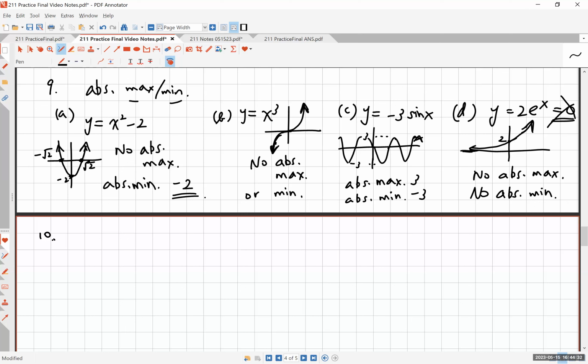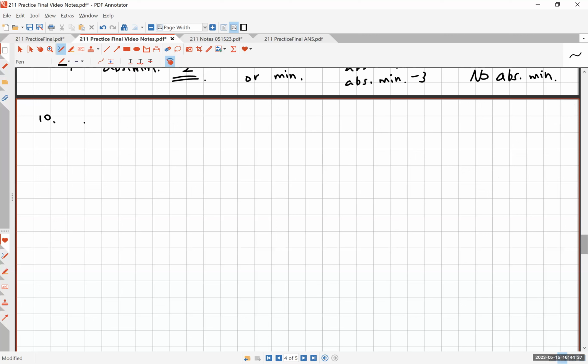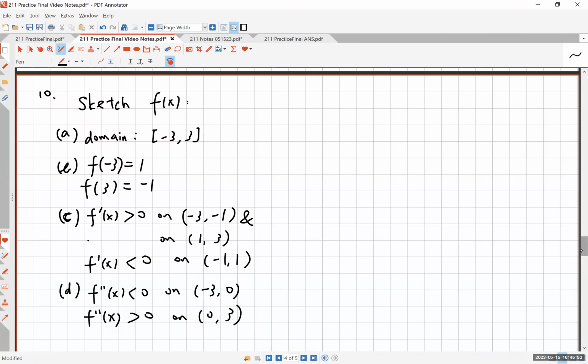Okay, let's go to 10. Now 10 has an answer that can vary. You are supposed to sketch one function, f of x, that has the following criteria. Let me go ahead and write all the criteria down. I have to sketch the graph of one function, f of x, so that its domain is -3 to +3, and so on. Every one of these things has to be satisfied.